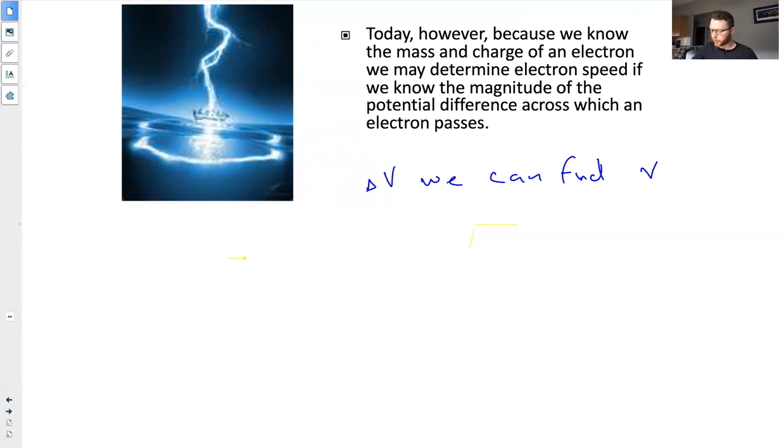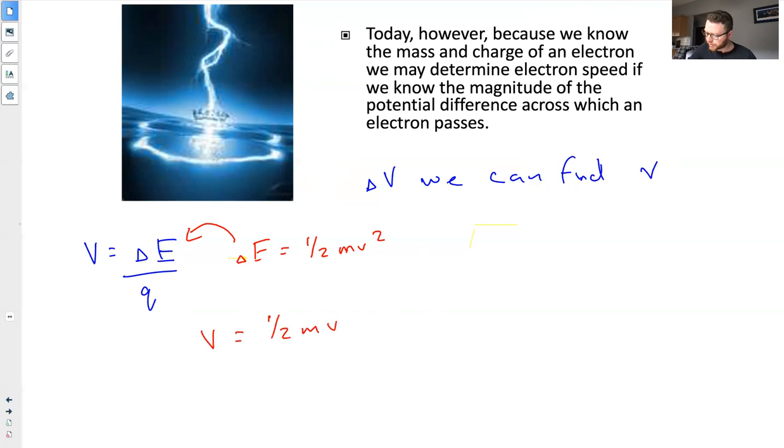Okay, and we're going to do one more derivation there. So voltage is equal to change in energy over Q, over the charge. And we know the change in energy is kinetic, which is 1/2 mass times velocity squared. So we will substitute this into that formula here. So we get V is equal to 1/2 mv squared divided by Q.